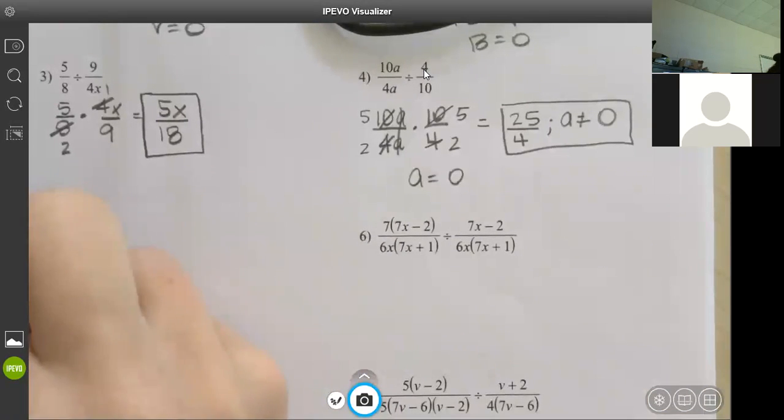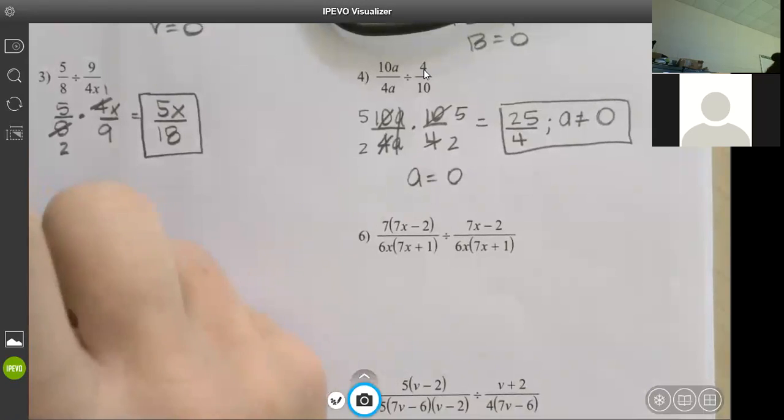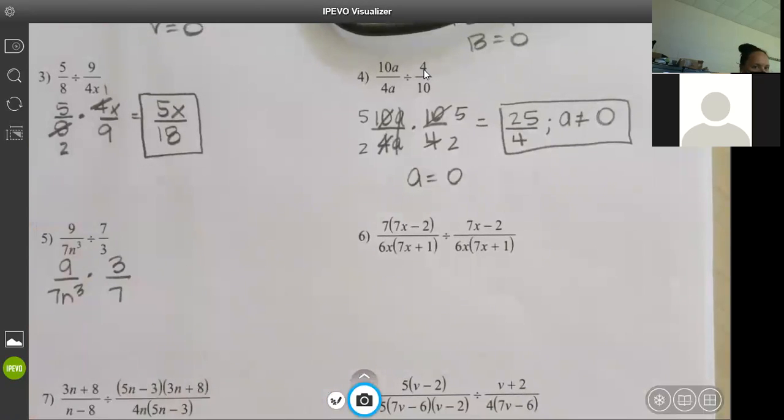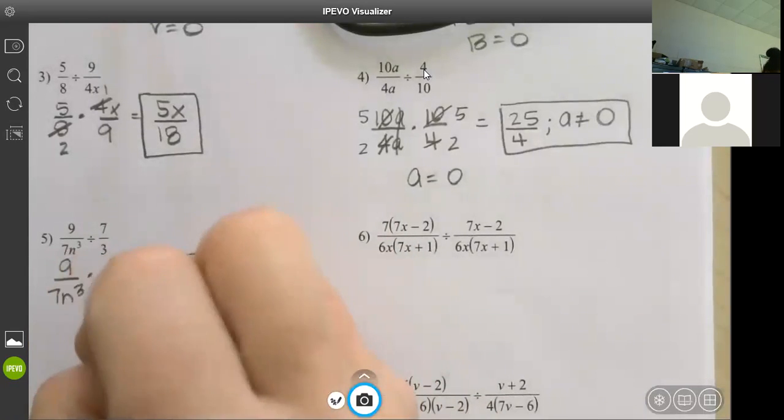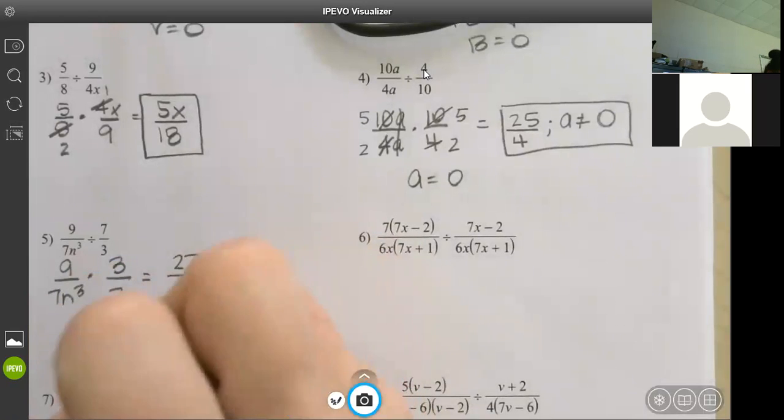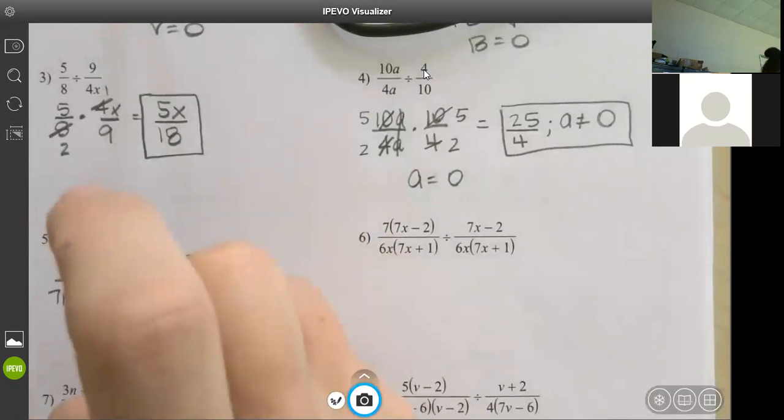9/7 cubed we leave alone. We change it to times, and we flip it to 3/7. Can I reduce anything on this one? No, there's absolutely nothing. So just multiply straight across. 9 times 3 is 27. 7 times 7 is 49, and n cubed.